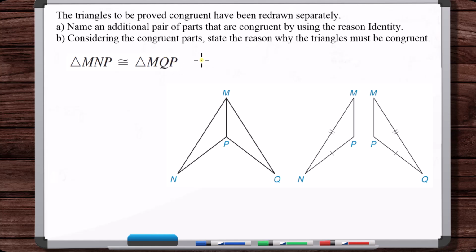Okay, same question here. So these two triangles that you have, MNP is congruent to MQP. All right, so by identity, these two sides are congruent. It's the same side. So now we've got side, side, side. Therefore, between this 3 mark and 1 mark, these two are congruent. Between the 3 and the 2 mark, and then like that.